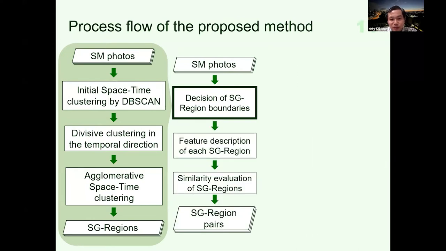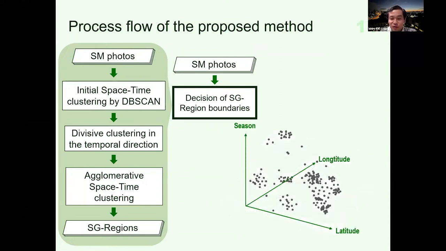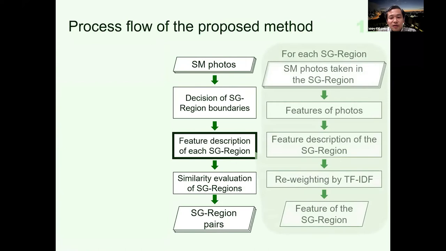So this is how we cluster. We find clusters in latitude, longitude, and season space. We try to find this kind of clusters. There are small topics about how to make a better cluster, but let's skip that. So we do the clustering.